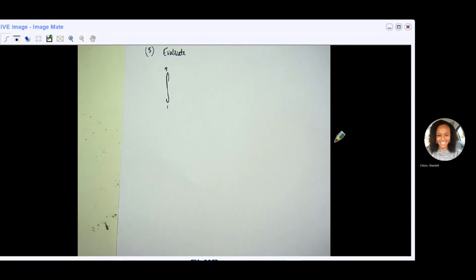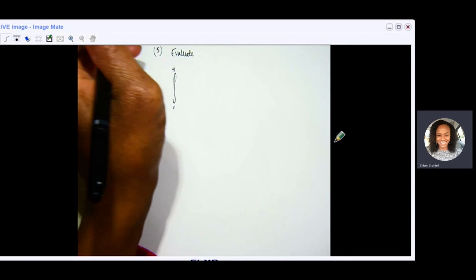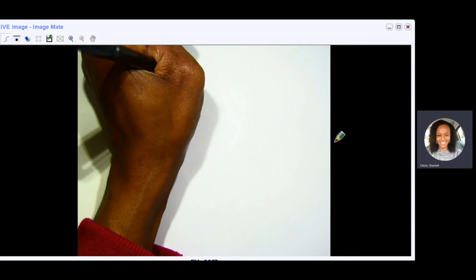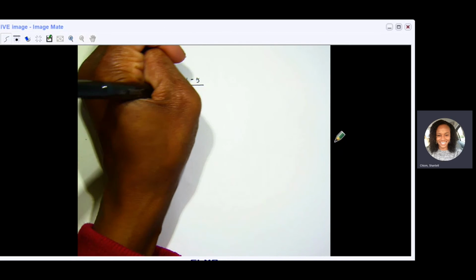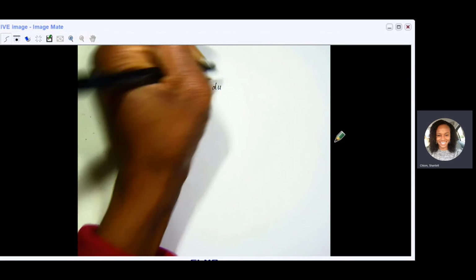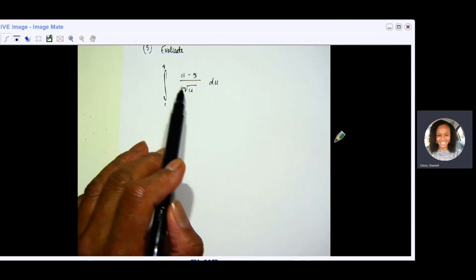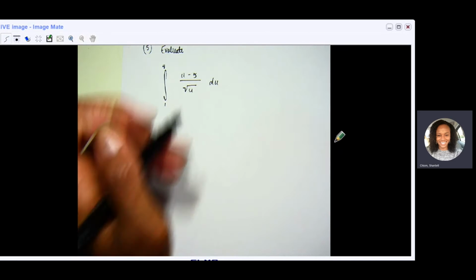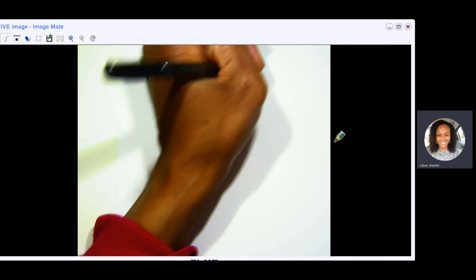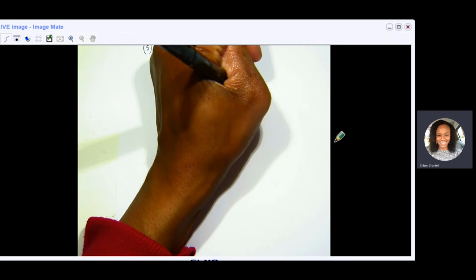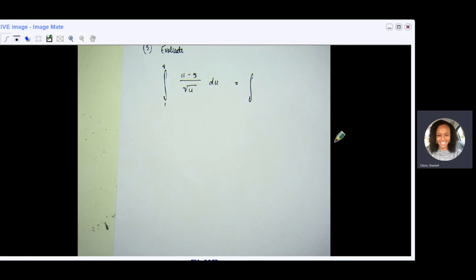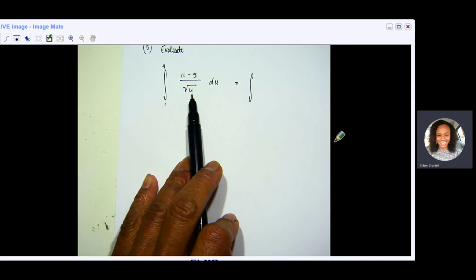All right. So we've got number 5, from 1 to 4, u minus 5 over square root of u with respect to u, or du. Okay, now let's see what we've got. We have u and 5 both divided by the square root of u. And it's on the bottom there. So what I'm going to do is bring that to the top, and I'm going to be multiplying both of those with it.